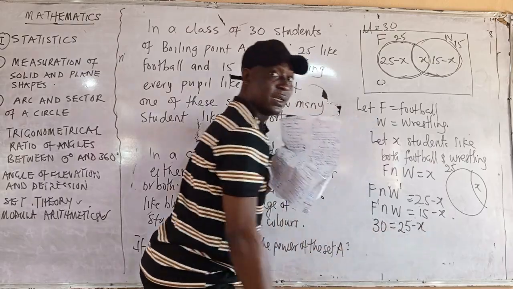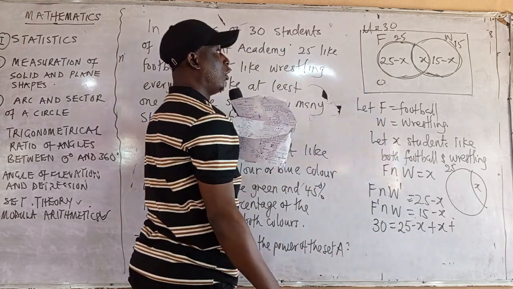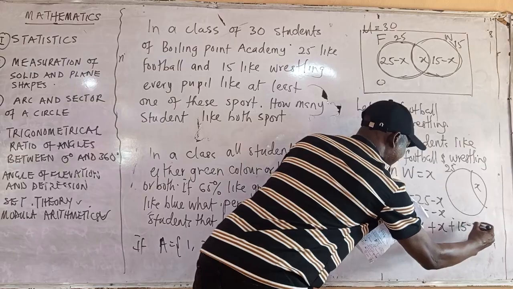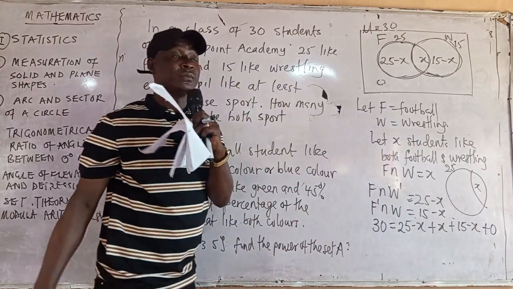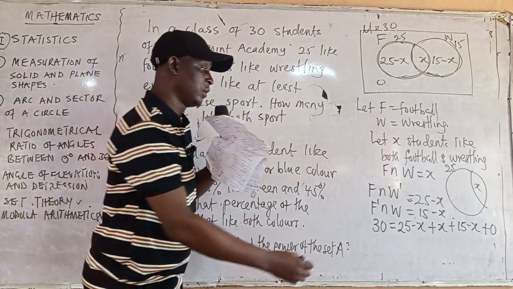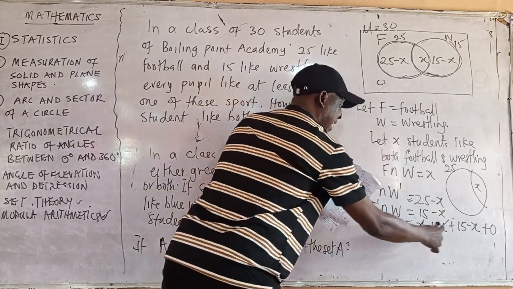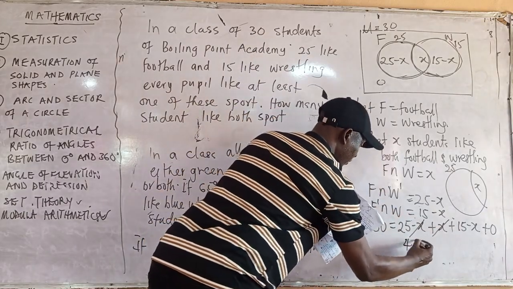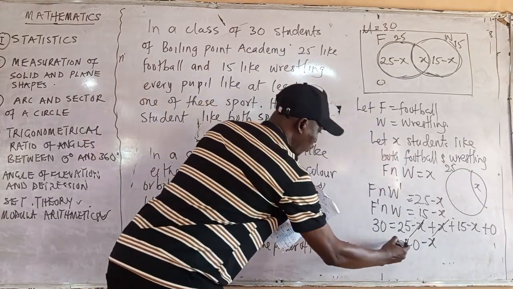So that means 30 equals 25 minus X, which is this, plus X, plus 15 minus X, plus 0. So what do we have? This one will cancel this one. 25 plus 15 is 40, minus X is equal to 30.